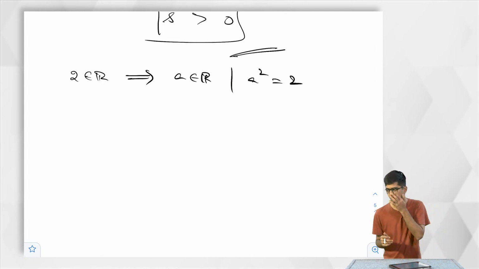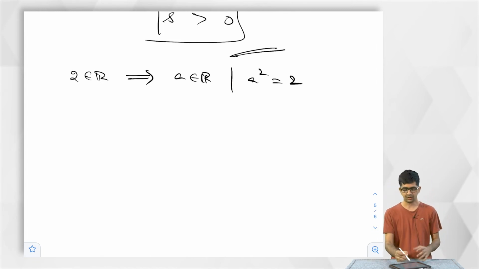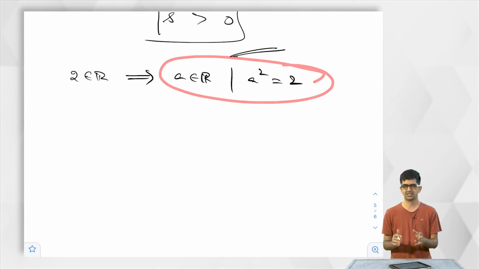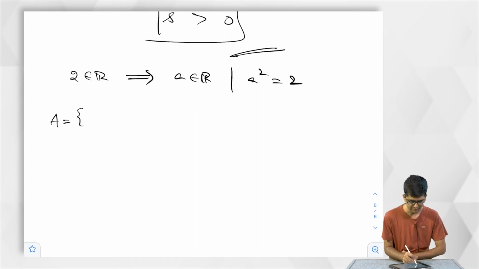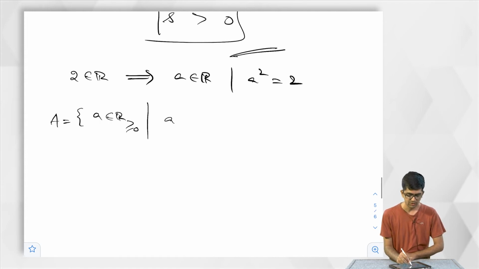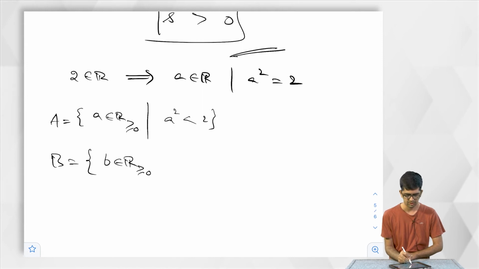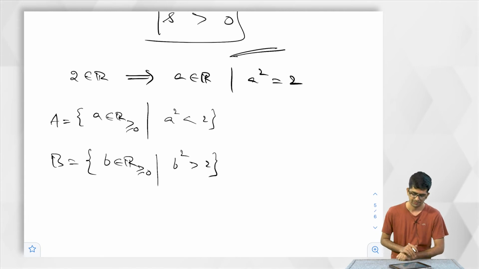Now we will try to use the completeness property of R and try to answer this to some extent. So consider the following sets. The set A is the set of all positive elements A belongs to R such that A square is less than 2. Similarly, B is the set of positive real numbers P such that P square is greater than 2.